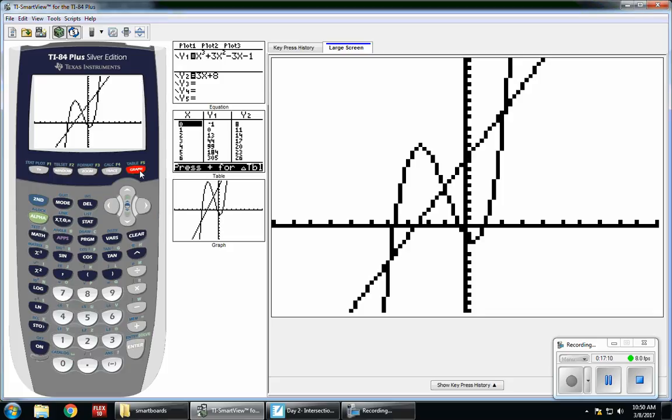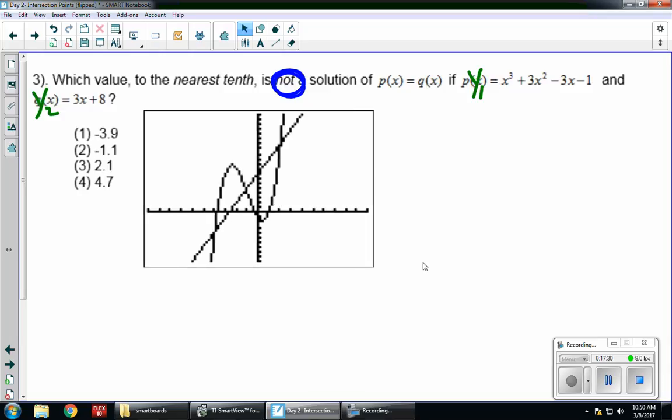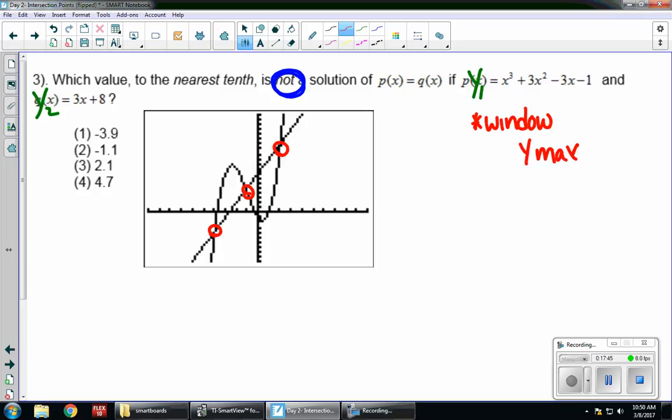And there we go. I can now see 3 points of intersection. We're looking, of course, for which is not. So there's going to be one of them in the multiple choice that does not work. So right now, sketch your picture on your paper. I have 3 points of intersection. And we just want to make ourselves a note so this way you remember our window. We changed. We made the y max 20.